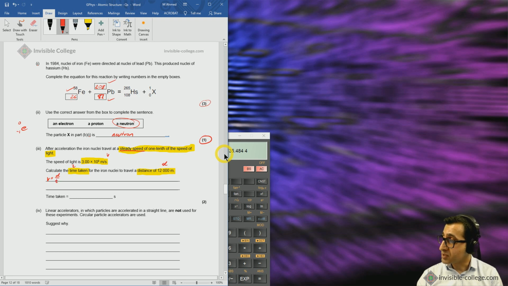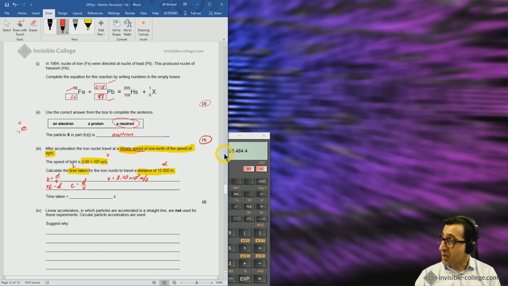We're trying to work out time, so we need to rearrange this equation to make time the subject. We multiply both sides by t to get Vt is equal to d. And then we divide both sides by v to get t equals distance divided by speed. Now the speed we're being given is this, but the nuclei are traveling at a steady speed of 1/10 of this speed. So the speed is going to be 1/10 of this speed. 1/10 of this speed is 3 times 10 to the 7th. So this is 3 times 10 to the power 7 meters per second.